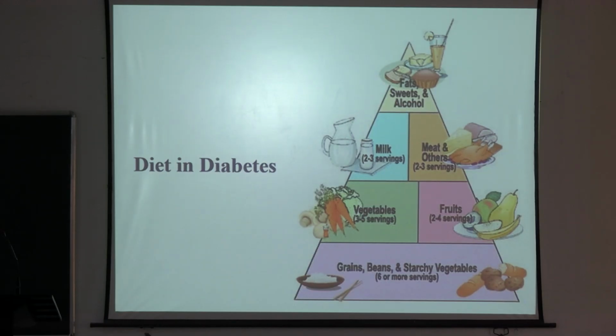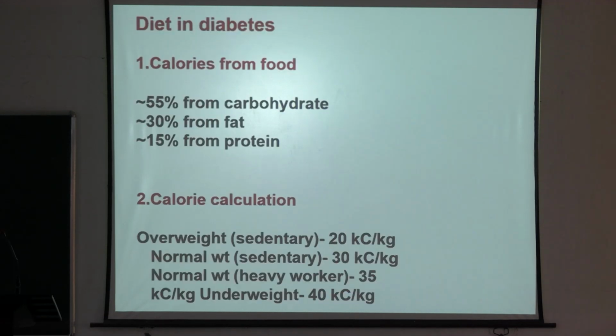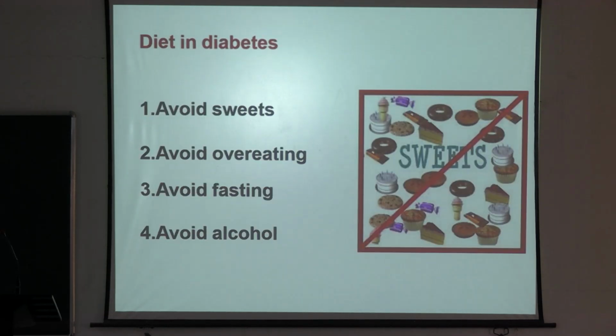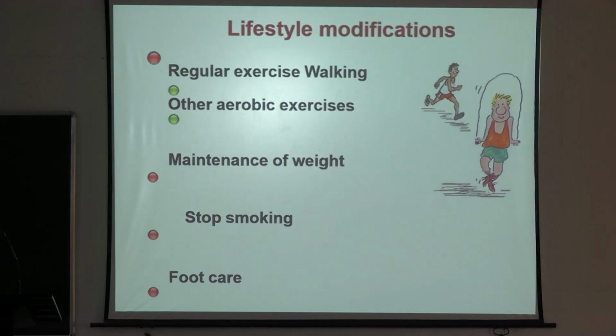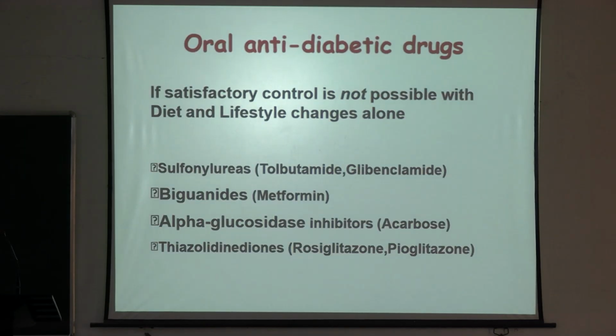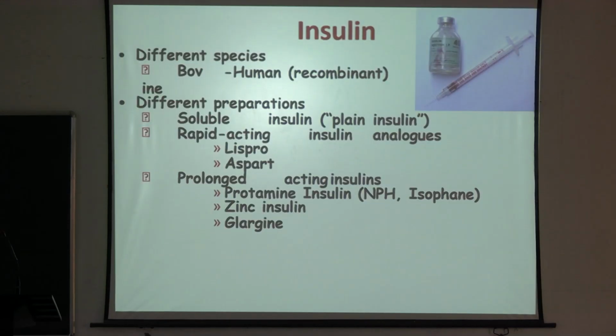Right at the bottom, you should have green leafy vegetables, starchy vegetables. Then different calorie calculation. Avoid sweets, avoid overeating, avoid fasting, avoid alcohol. And take an apple a day, avoid excess salt. Lifestyle modifications: regular walking, stop smoking, maintenance of weight, foot care. Oral hypoglycemics, we've already talked about.